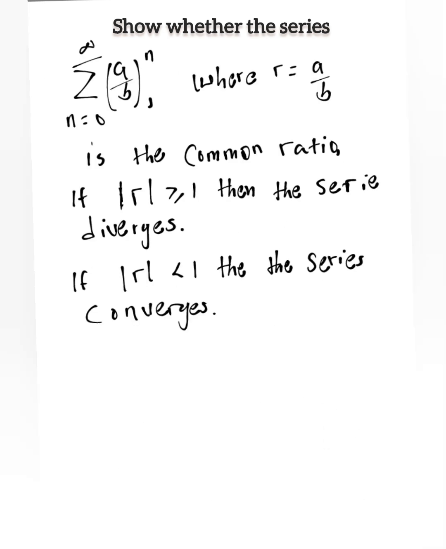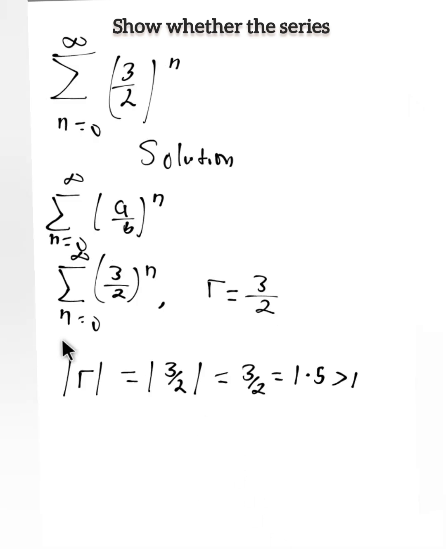And from the condition given above, if the absolute value of r is greater than 1, then the series diverges. So the series diverges, so we can write that, hence it diverges. So this series diverges because r, which is 3/2, has an absolute value greater than 1, and hence it diverges. Consider example 3.